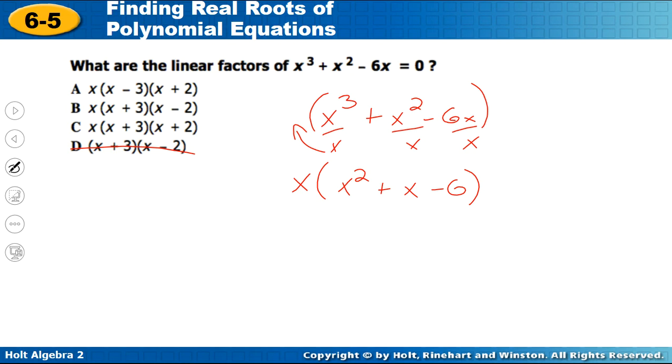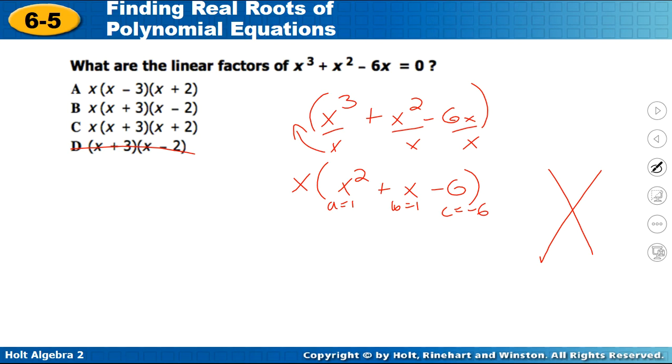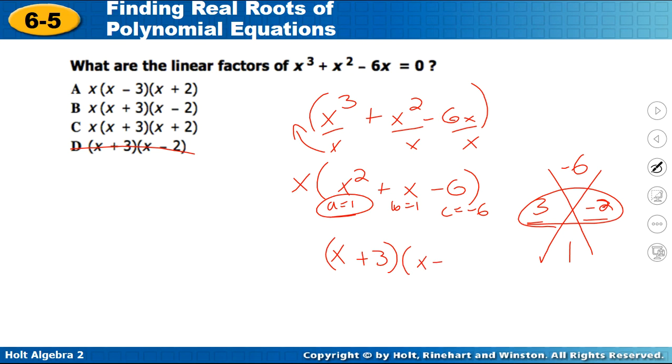Now I've got 3 terms in the middle here, and when I have 3 terms, I should try product and sum. So, a is equal to 1, b is equal to 1, c is equal to negative 6. So a times c, 1 times negative 6 is negative 6. My b value is 1. What 2 numbers multiply to negative 6 and add to 1? Well, I venture to say 3 and negative 2. 3 times negative 2 is negative 6. 3 minus 2 is 1. And because a equals 1, these are indeed my factors, meaning that this would become x plus 3 and x minus 2. But again, don't forget that this x is on the outside here. So my answer is B.